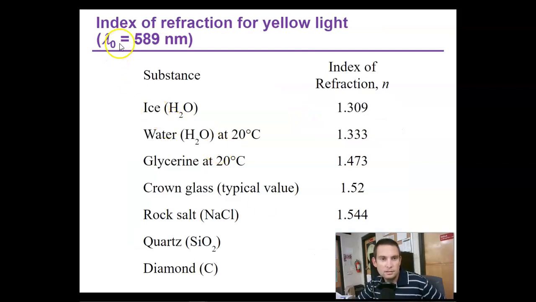For reference, some index of refraction values for yellow light, which is 589 nanometers. Let's see what we've got here. Ice is 1.309, water is 1.33. For air, we're always just going to use 1 because remember, index of refraction is the ratio of the speed of light in a vacuum to the speed of light in the medium. So if we're saying the speed of light in air is about 3.0 times 10 to the 8th meters per second, we get the ratio of exactly 1. Rock salt 1.54, diamond 2.417.